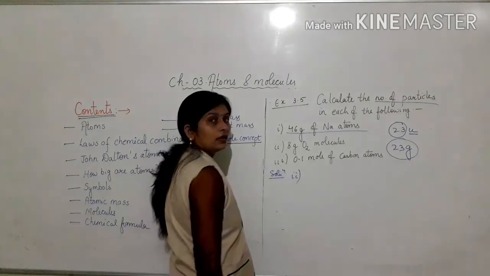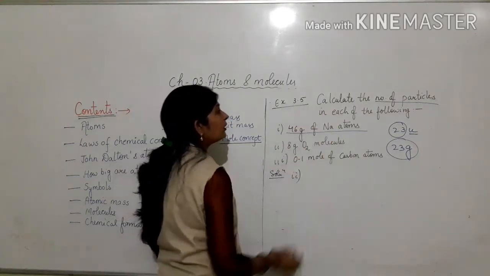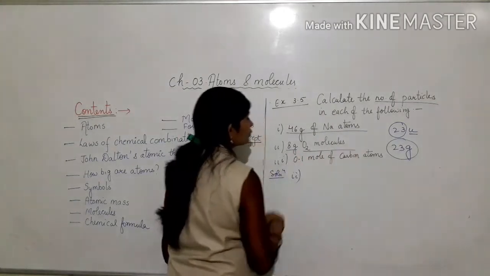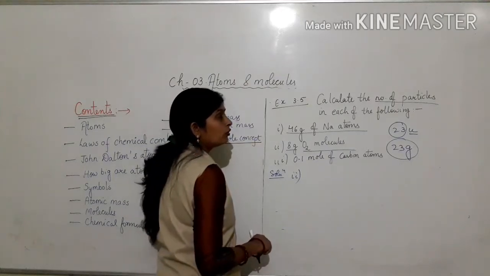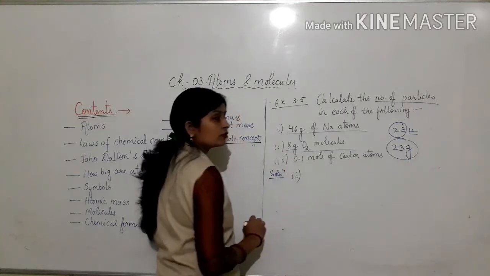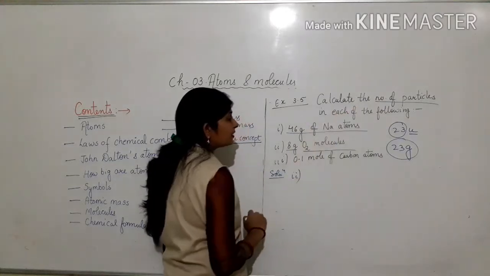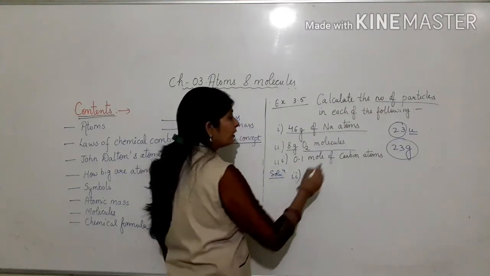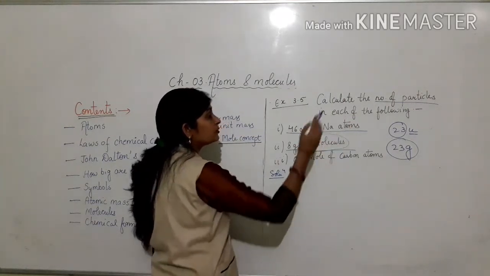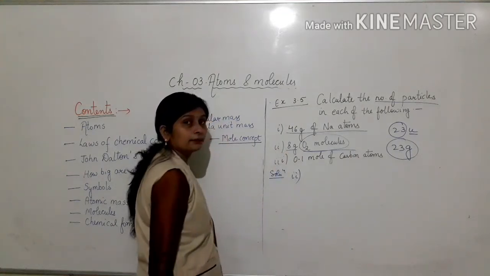atoms. Now, the second part of this question. We have to calculate the number of particles in 8 gram of oxygen molecules. So we have to find out the number of particles in 8 gram of oxygen molecules. Here, which kind of particles we have to calculate? Oxygen molecules. So we have to calculate number of particles, meaning number of oxygen molecules, in its 8 gram.